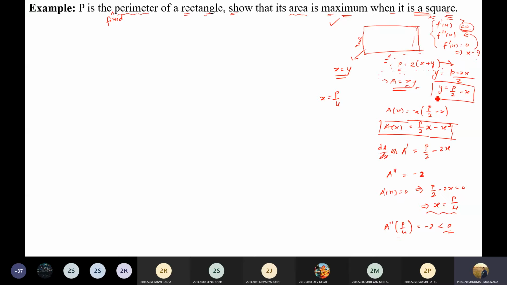Now we want to find the value of y from this formula. So y is equal to P by 2 minus P by 4. Simplifying, (2P minus P) by 4, that is equal to P by 4. So you can easily see that x is the same as y. So length and breadth are both equal, then you can directly see that this is a square. Is it clear, everyone? Yes, sir. Good.